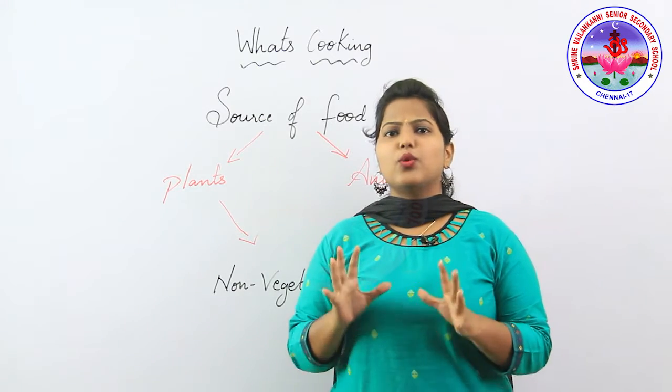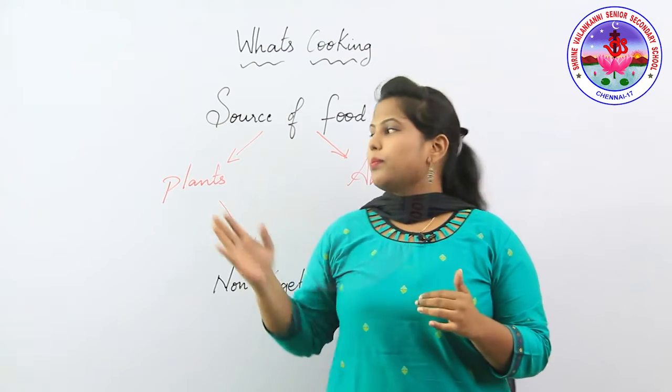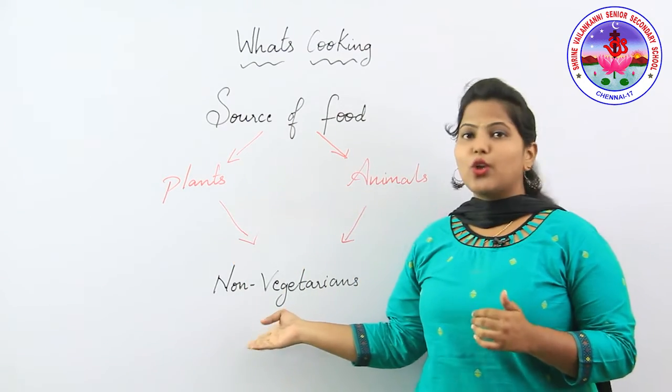A few people who eat only plants are called vegetarians, and the people who eat both plants as well as animals are called non-vegetarians.